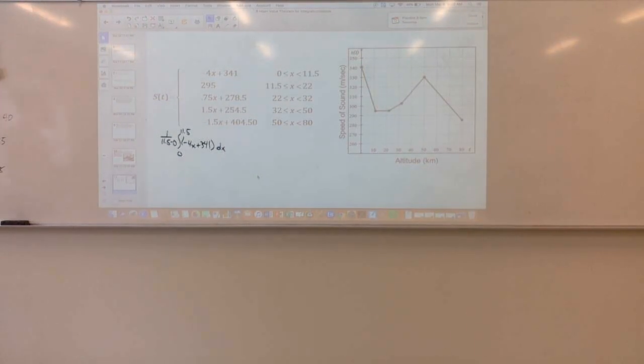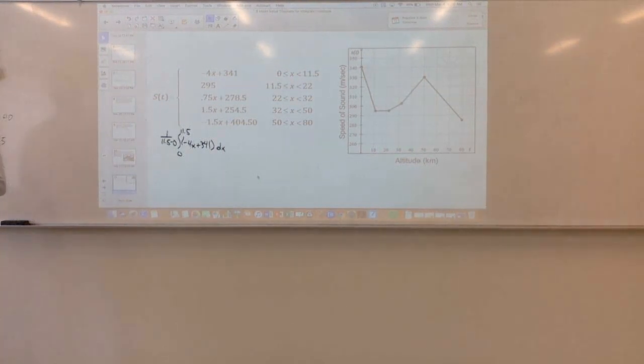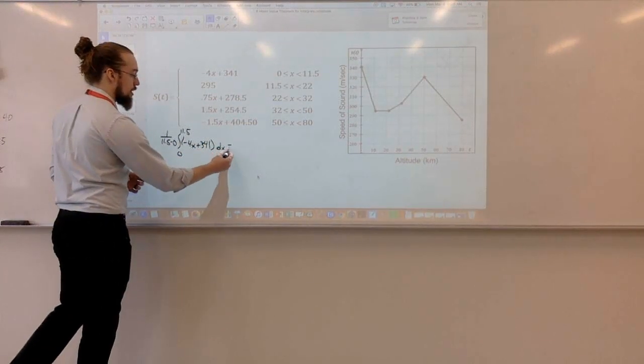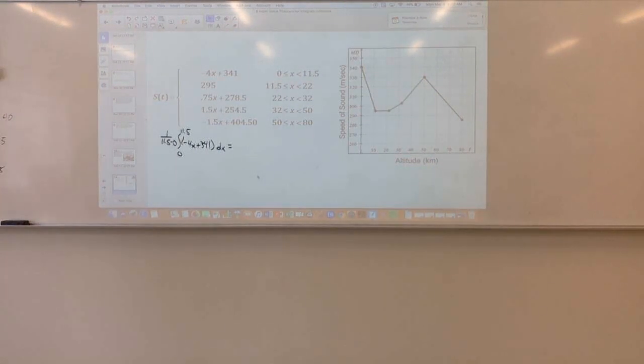Okay, so let's practice using the calculator for this problem. We don't need to do all 5 of these by hand. So go ahead and set up each of these 5 integrals and calculate the average value of all 5 of these functions.